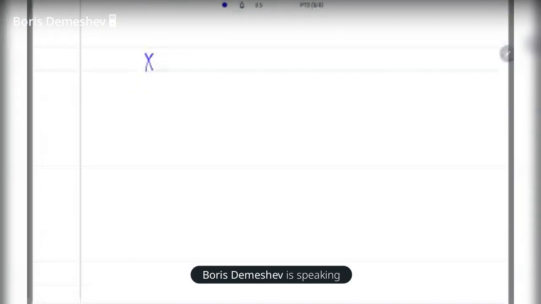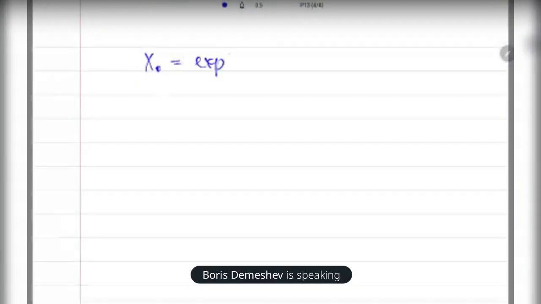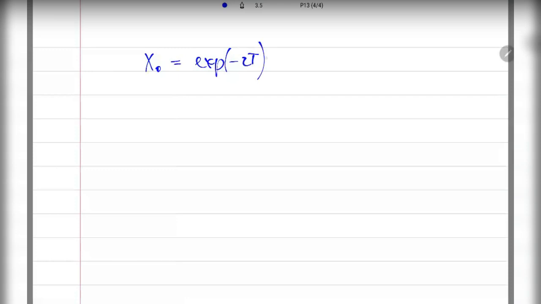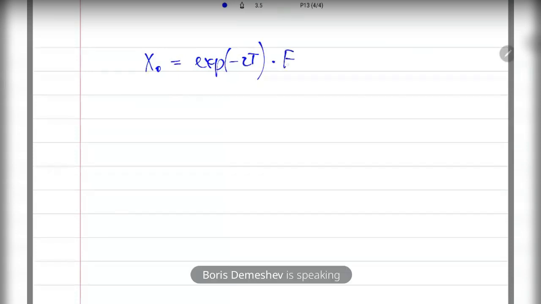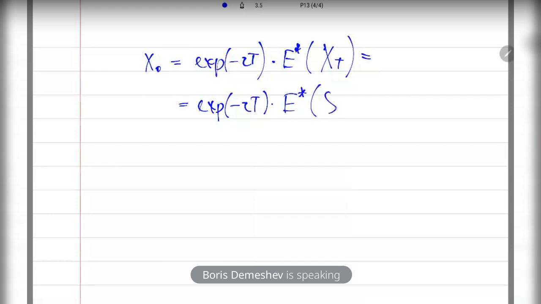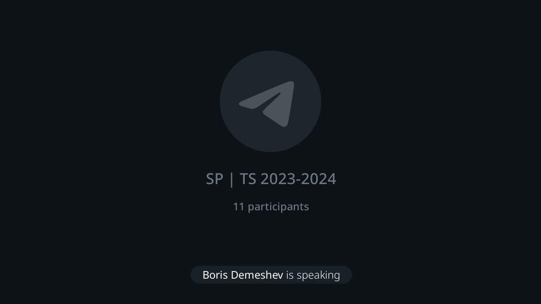Oh, we have a very simple way. X0 is exponent minus RT times expected value star of xt. But what is xt? That's exponent minus RT times expected value star of ST cube, because at time moment t in the contract it's written that I pay you ST cube.